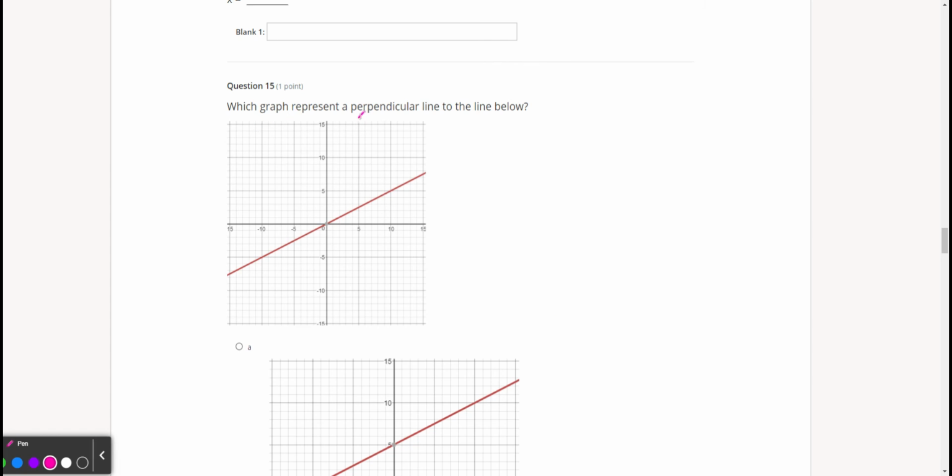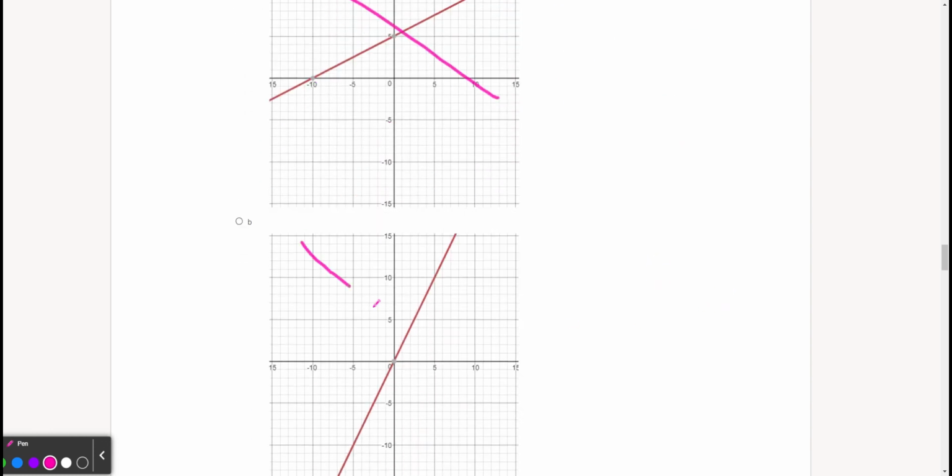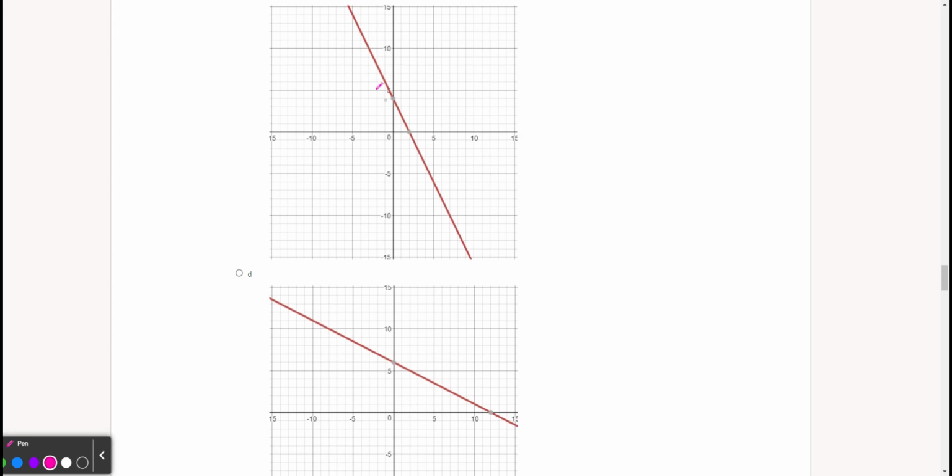which graph represents a perpendicular line to the line below? So again, you don't have to use the little marks. You can use the big ones. Up 5, right 10. So that's 5 over 10, rise over run, or 1/2. The perpendicular slope, we've got to turn it upside down. So that's -2 over 1. So I need a negative slope. It's not this one. It's not this one. It's going to be one of these two.